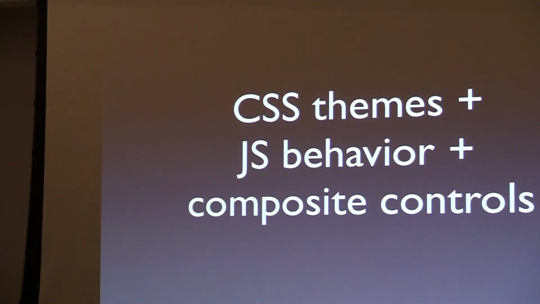Onyx comprises some CSS themes, a bunch of JavaScript behavior, and a bunch of composite controls. What I mean by composite controls is something like a pop-up, where the pop-up has a div, but it also has modal behavior, so that when the pop-up is on screen, other stuff gets dimmed out, and if you tap outside of it, it'll dismiss it. Or a toolbar is a composite control, which owns a lot of buttons and has a behavior where you can move it around the area.